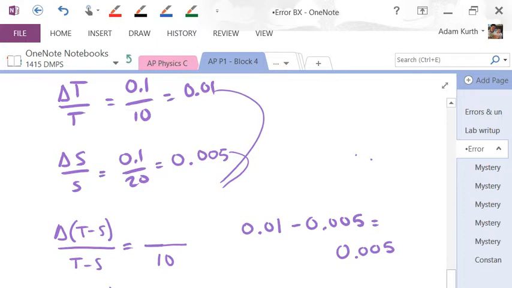And then according to that theory, this is going to be 0.01 plus 0.005, which would be 0.015. And does that lead us to the conclusion that we want? Which one do we want to be biggest? T minus S, because 10 is smaller than 30.